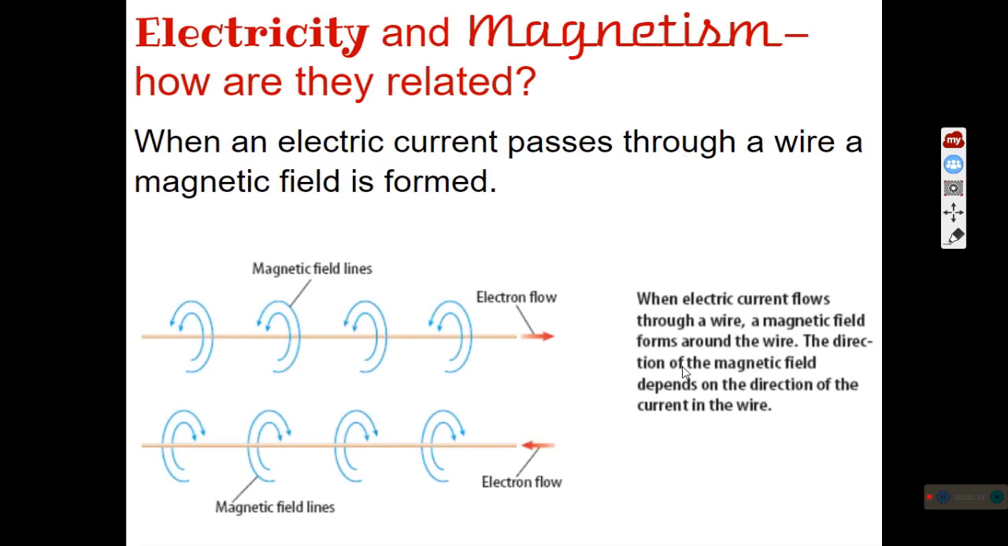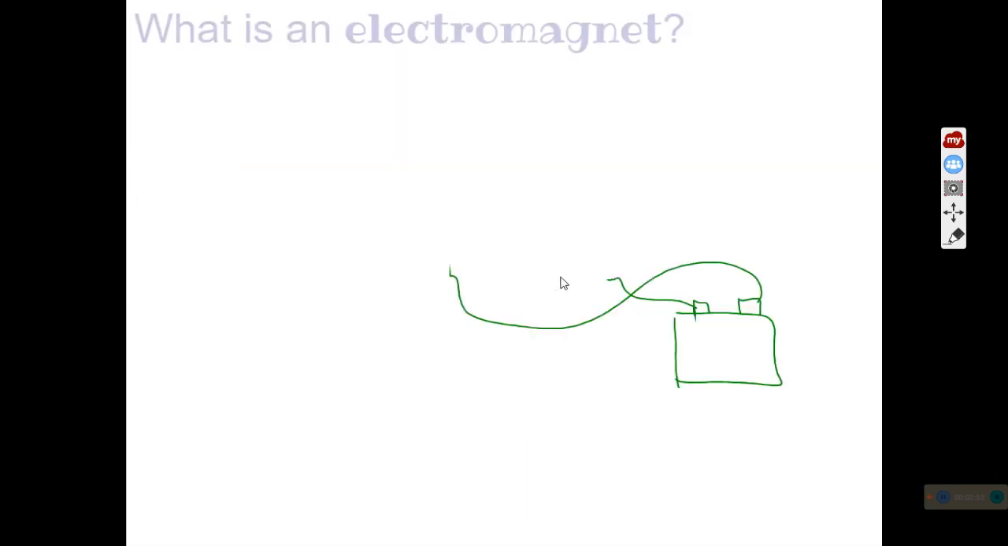So how do we relate electricity and magnetism? Why do we talk about them together? When an electric current passes through a wire, we form a magnetic field. You've probably made one of these before where you wrap copper wire around a nail and attach it to a battery. It becomes magnetized. Even though those two things are not magnetic, when they have a current passing through them, we form a magnetic field and it can pick up all sorts of things.